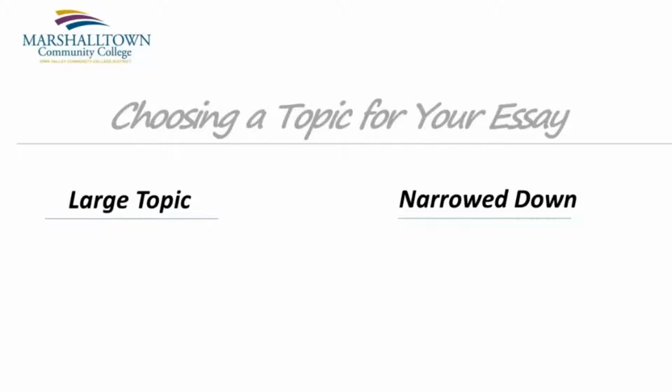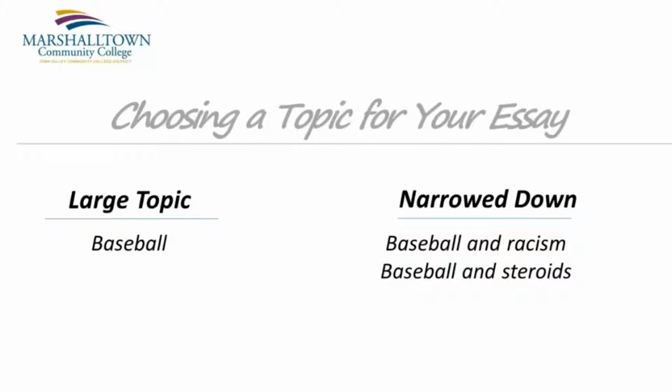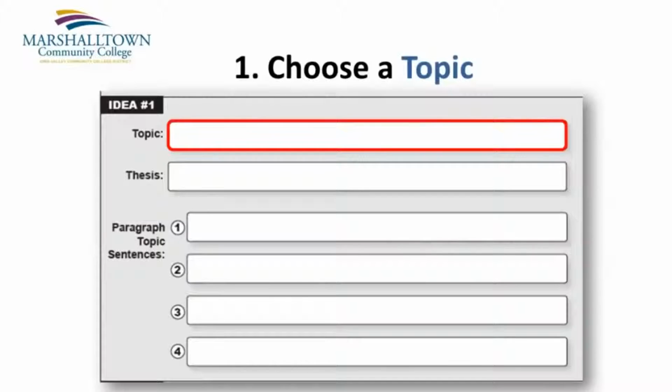How about the topic of baseball? Again, this is much too large of a topic to write about in one essay, but a more narrow topic like baseball and racism or baseball and steroids would be much better choices. In my example here, I think I'll use the topic idea baseball and racism.